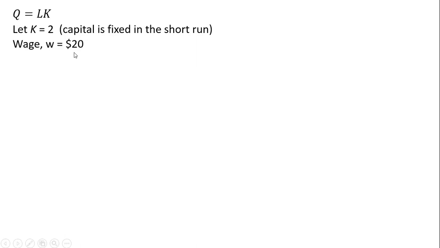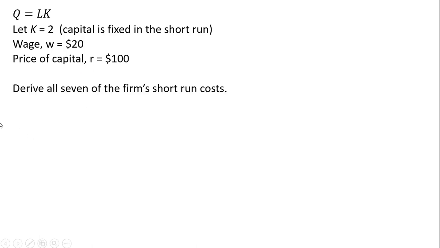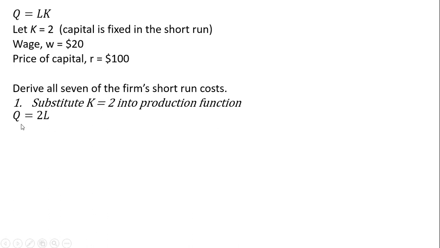We're going to assume that the wage is $20, and the price of capital, R, is $100. We're going to derive all 7 of the firm's short-run costs. Step 1, we're going to substitute our fixed level of capital into the production function. So where we have K, we will plug in 2. So our short-run production function now is the quantity of output equals 2 times L.